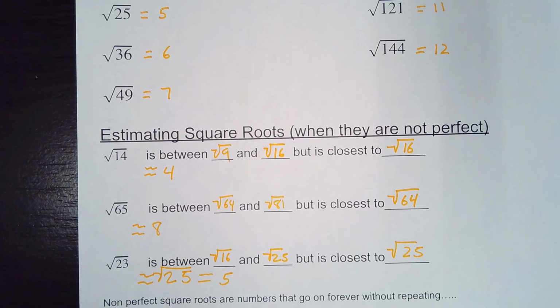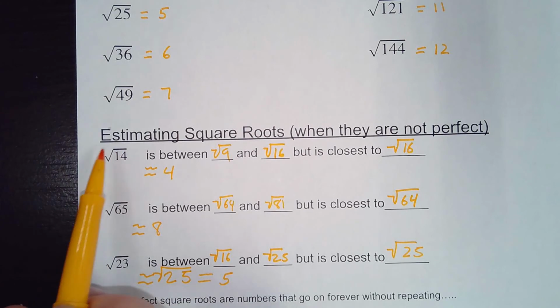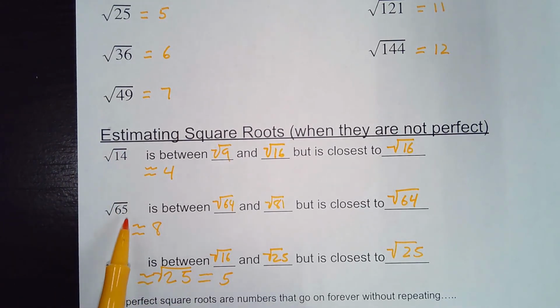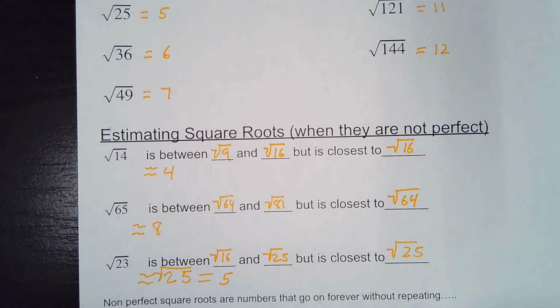Now here's one little note to remember. Non-perfect squares, so all these are non-perfect squares because they're not one from the list above. Non-perfect square roots are numbers that go on forever without repeating. So if you took a calculator and checked what the square root of 14 is, or the square root of 65, or any that's not a perfect square, you would get a decimal, and obviously the calculator can't show it going on forever, but you'll get a decimal that goes on till the end of the calculator, and it doesn't repeat.